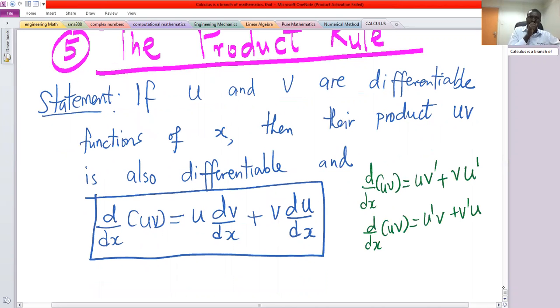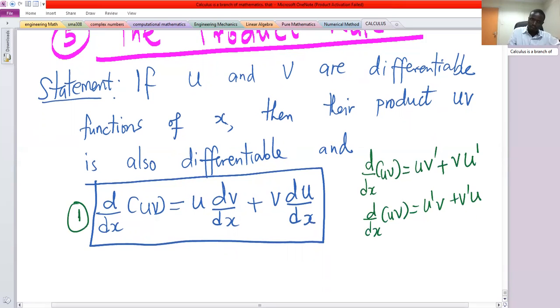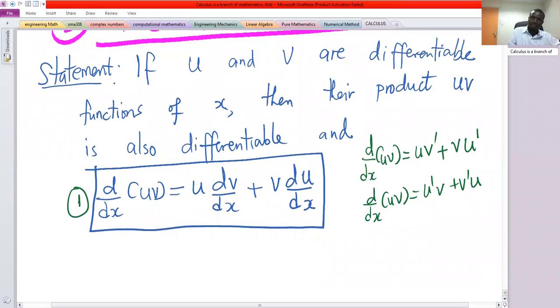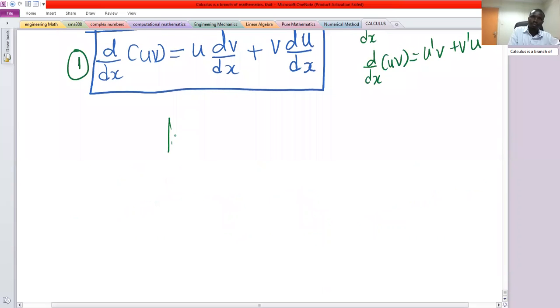Now, let's see how to prove this statement. So let's call this 1. So, proof of the product rule.